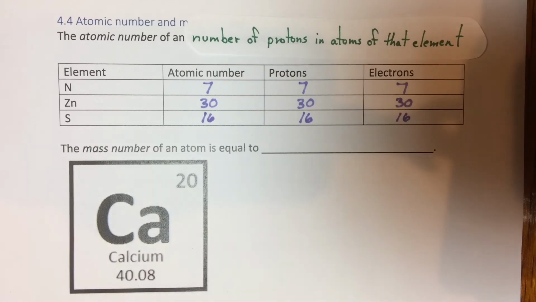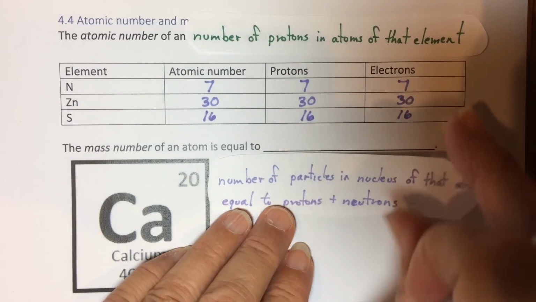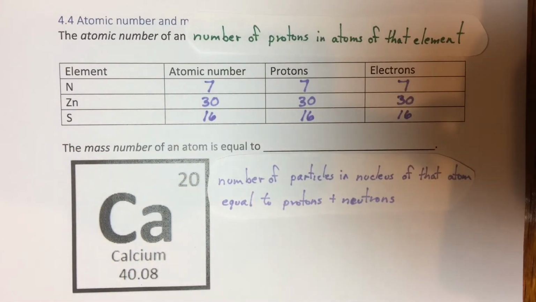Okay, so the mass number is equal to the number of particles in the nucleus of that particular atom or isotope. It's equal to the number of protons plus the number of neutrons.